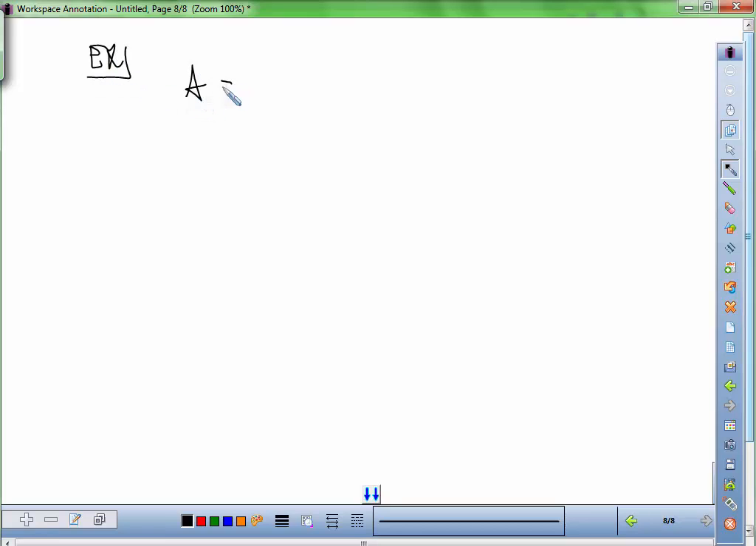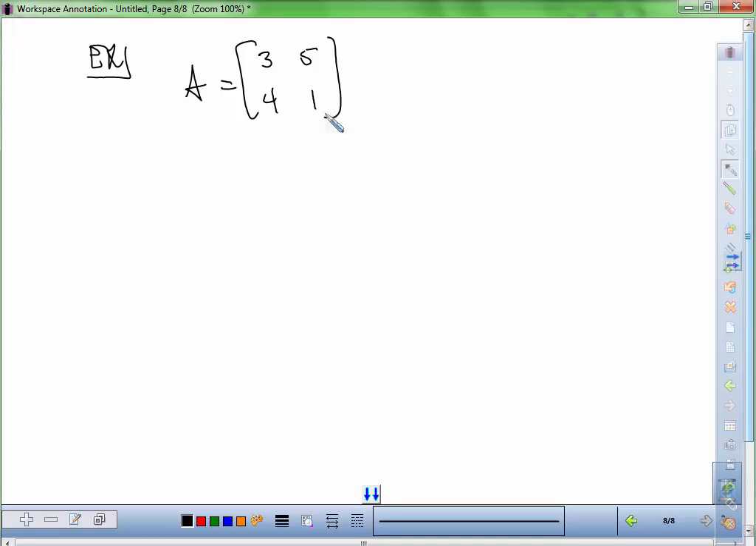So let's let A equal to just some matrix 3, 5, 4, and 1. And let's see if we can find the eigenvalues. Let's make one of them negative. I'm getting afraid now about the kind of solutions we're going to come up with. Let's take our matrix 3, negative 5, 4, and 1, and let's find the eigenvalues for this.